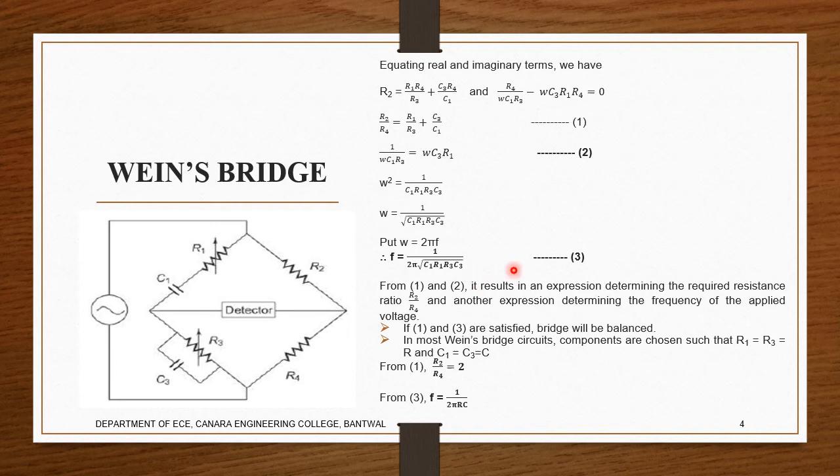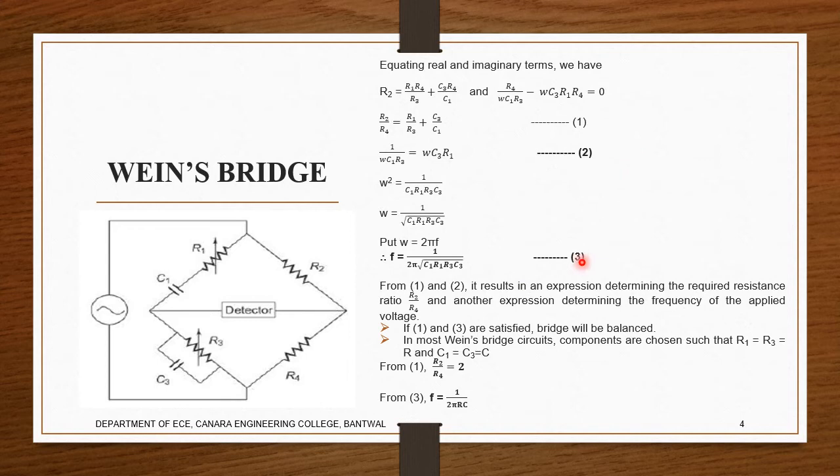From equation 1 and equation 3, we can say that one determines the required resistance ratio R2 by R4, and the other is an expression determining the frequency of the applied voltage. So we can conclude that the bridge is mostly dependent on the frequency. If equation 1 and equation 3 are satisfied, the bridge will be balanced.